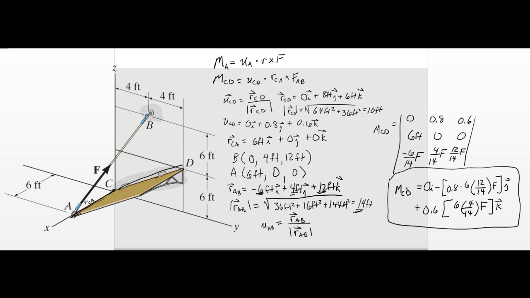So this type of problem is very nice for calculating the moment about an axis. But yes, a lot is required to calculate that. We have to calculate unit vectors for the CD, unit vectors from A to B, and the distance from C to A, just to be able to go through and calculate this problem.